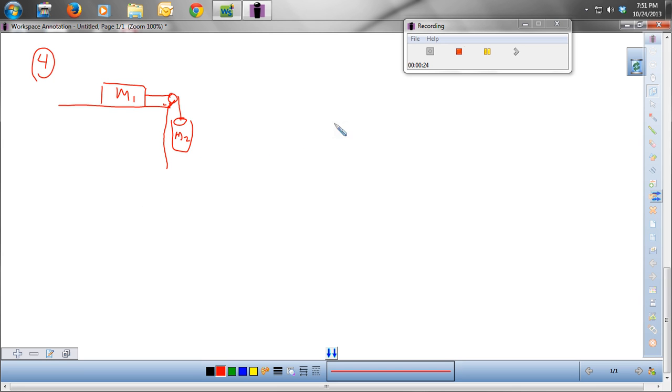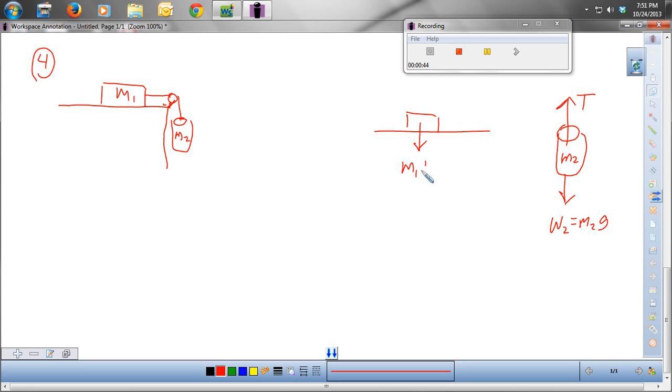So free body diagrams, I don't even mess with it over here. I come separate and I say, okay, so here's mass 2. It has a weight, which is mass 2 times gravity, and it has a tension. And then I look at the one sitting on the tabletop and I say, well, there is a weight. There's a force normal. And there's a tension pulling that way. I'm only interested in the forces that are accelerating the object. So these two are balanced and I don't need to concern myself with them.